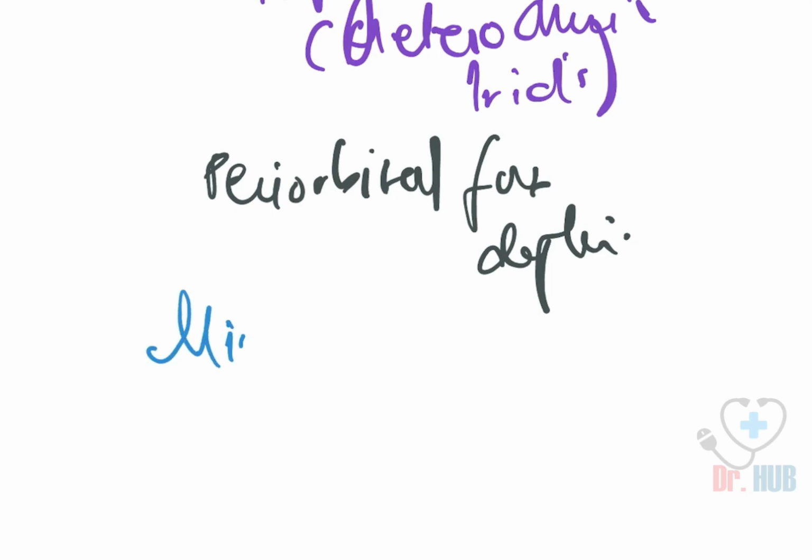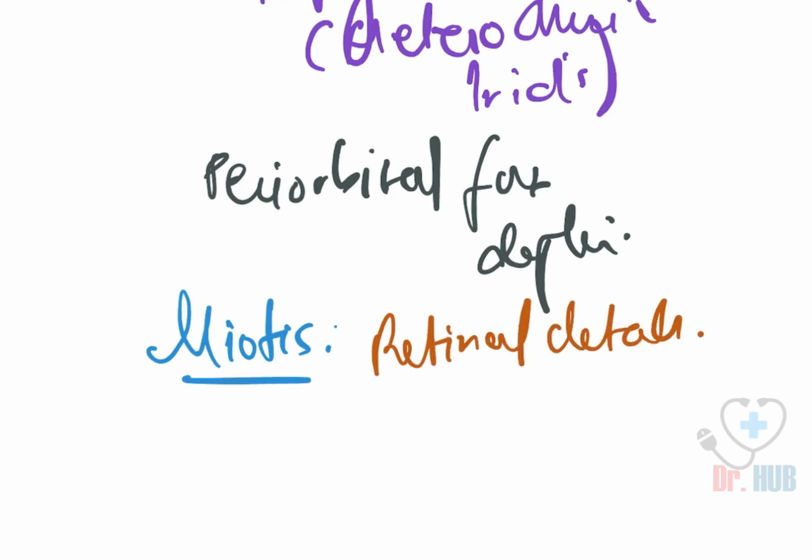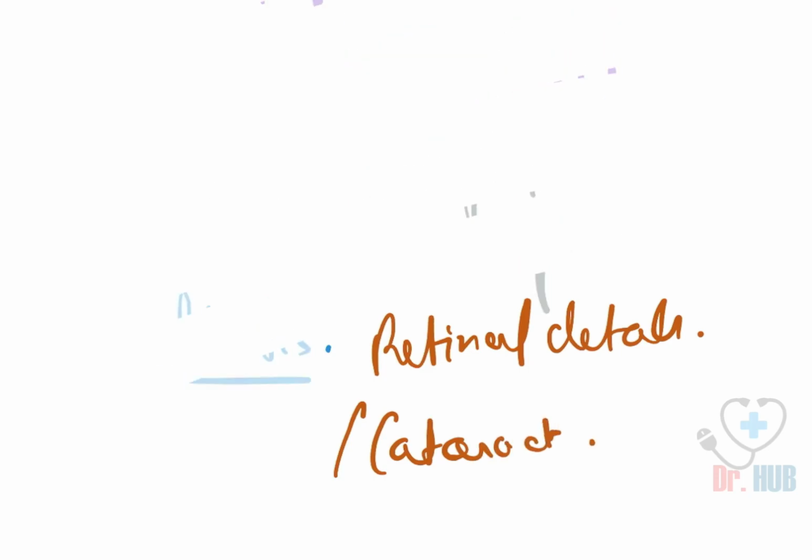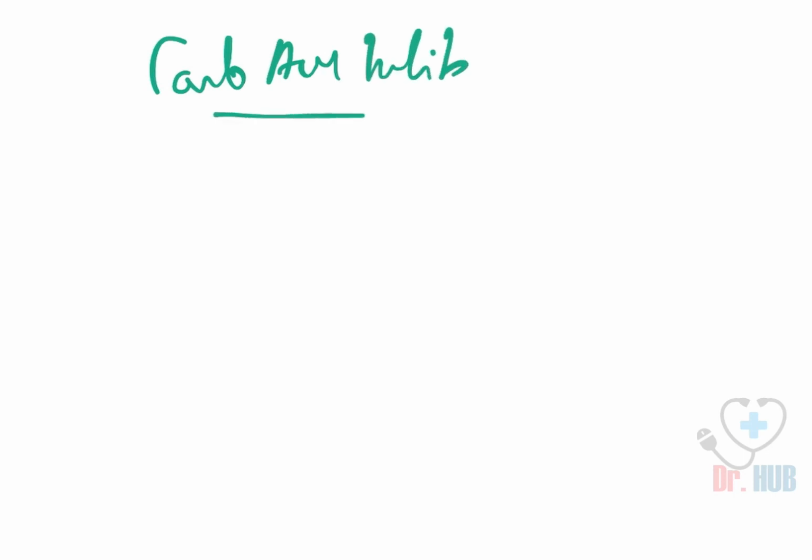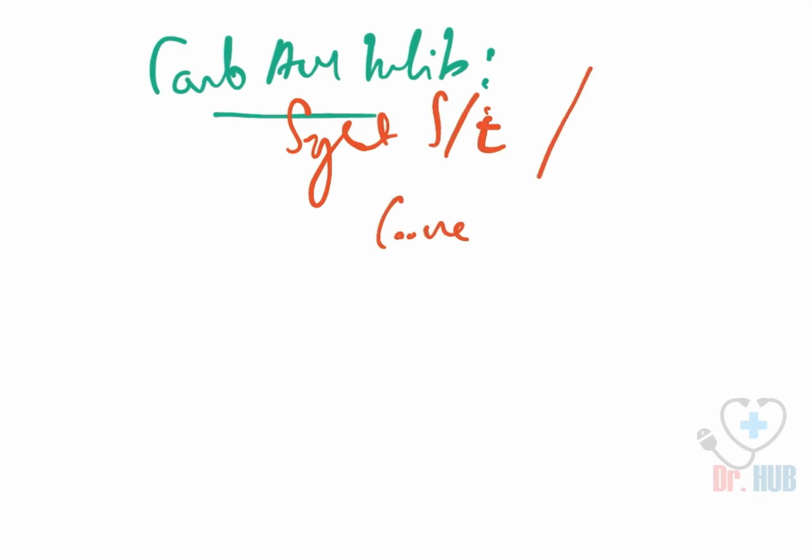Next, we look at the miotics. In case of miotics, it can lead to retinal detachment as well as cataract. Next, we move on to the CAI, that is the carbonic anhydrase inhibitors. In case of CAI, it can lead to systemic side effects as well as corneal edema.